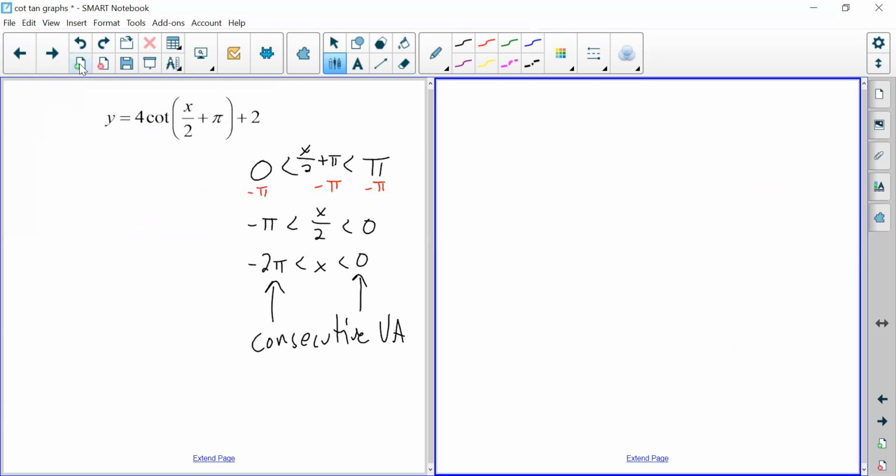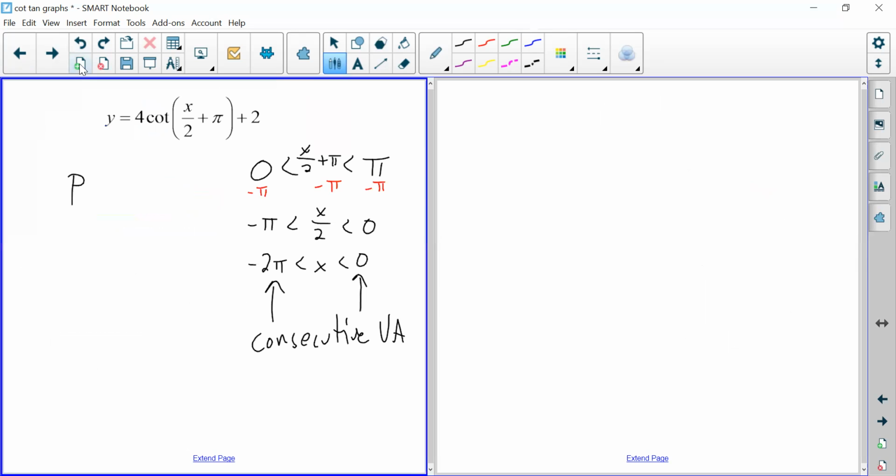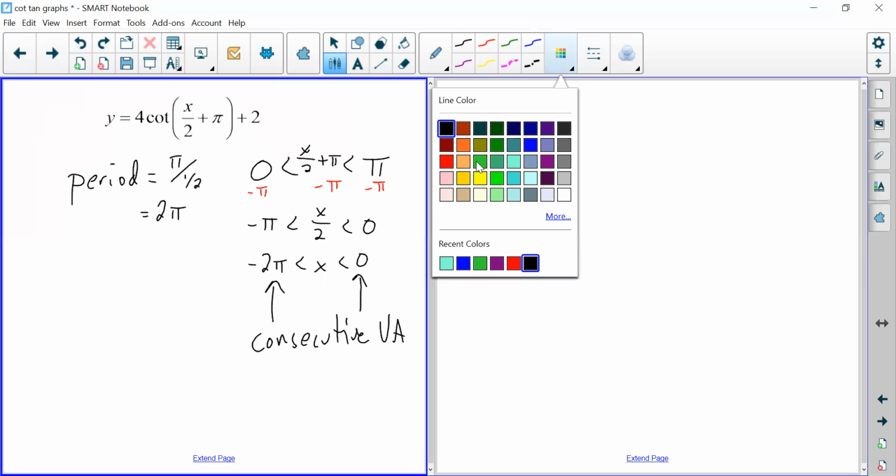Plus the fact that all other vertical asymptotes occur just a period away. So what is the period here? The period is pi divided by a half. So the period is 2 pi. So I know 2 vertical asymptotes, and I can find many, many more. I just have to add 2 pi over and over and over again. The phase shift.